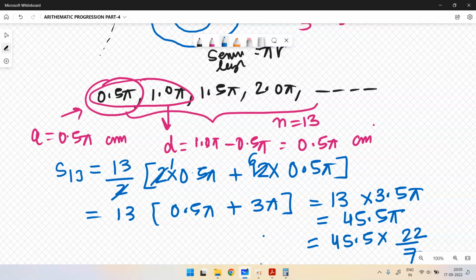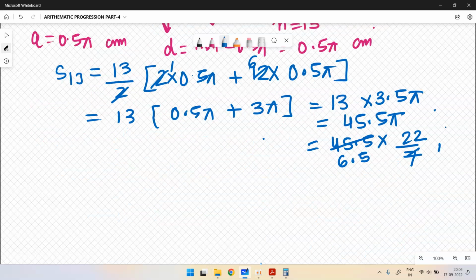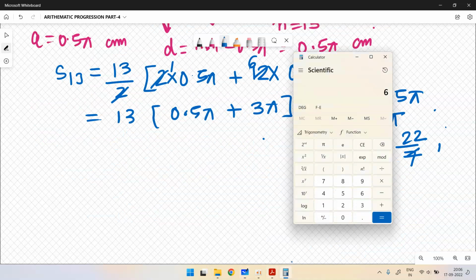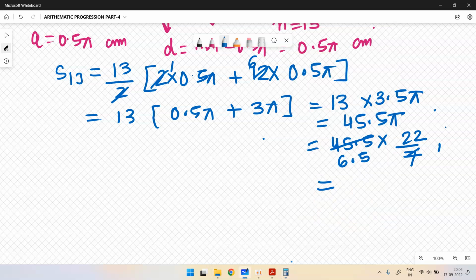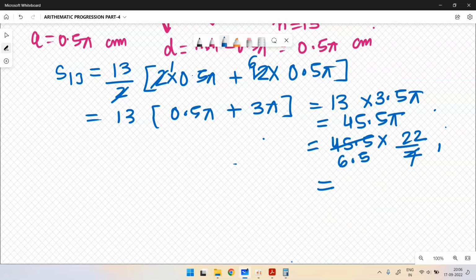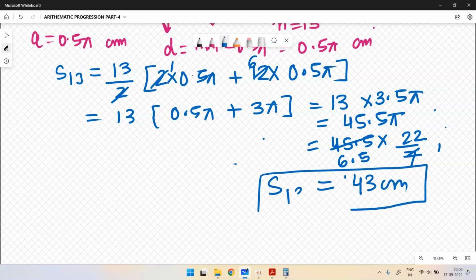If you cancel this, 7 on the 7, 7 6s are 42, 7 5s are 35, so 6.5. This is 6.5 into 22, which is nothing but 143. This is 143 centimeters. 143 centimeters is the length of the spiral till 13 consecutive radii. This is the answer.